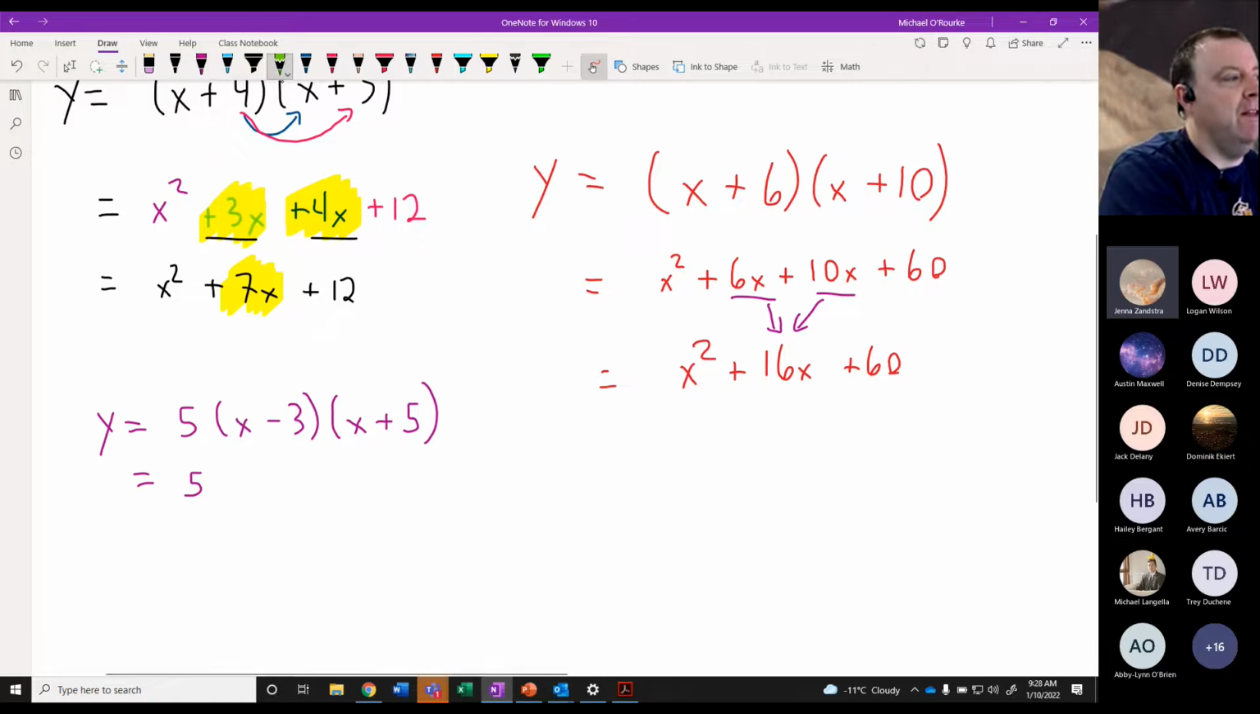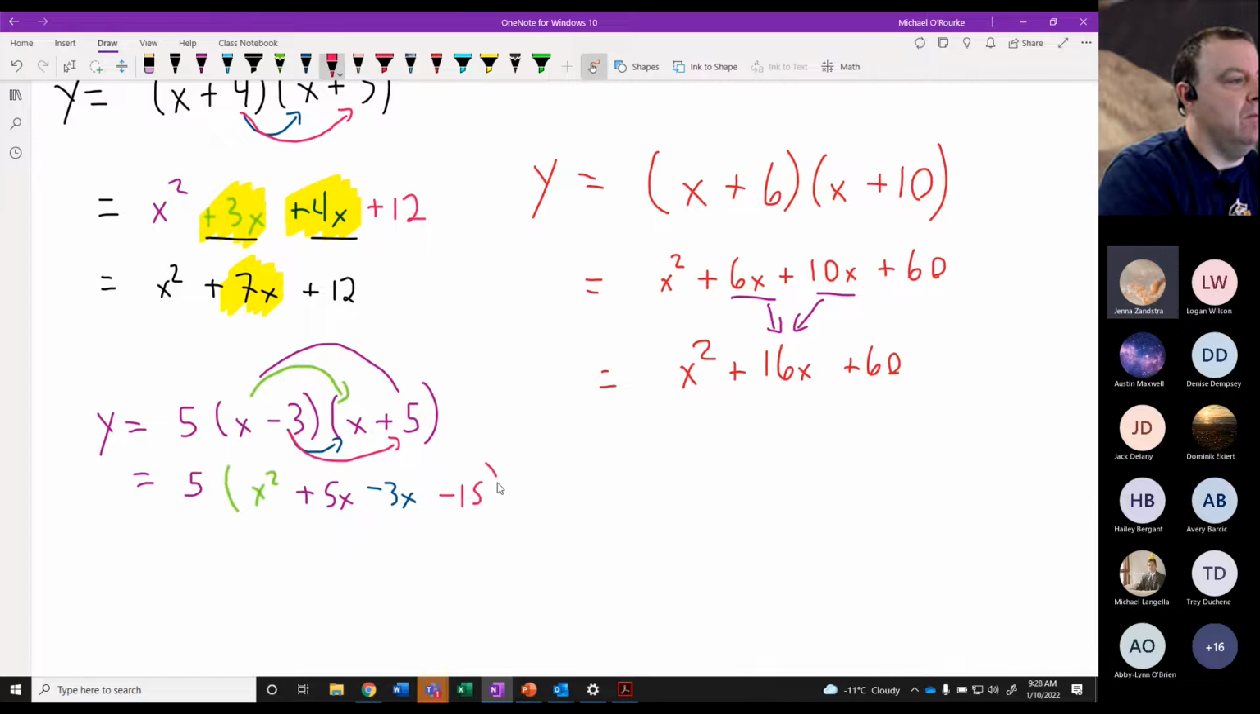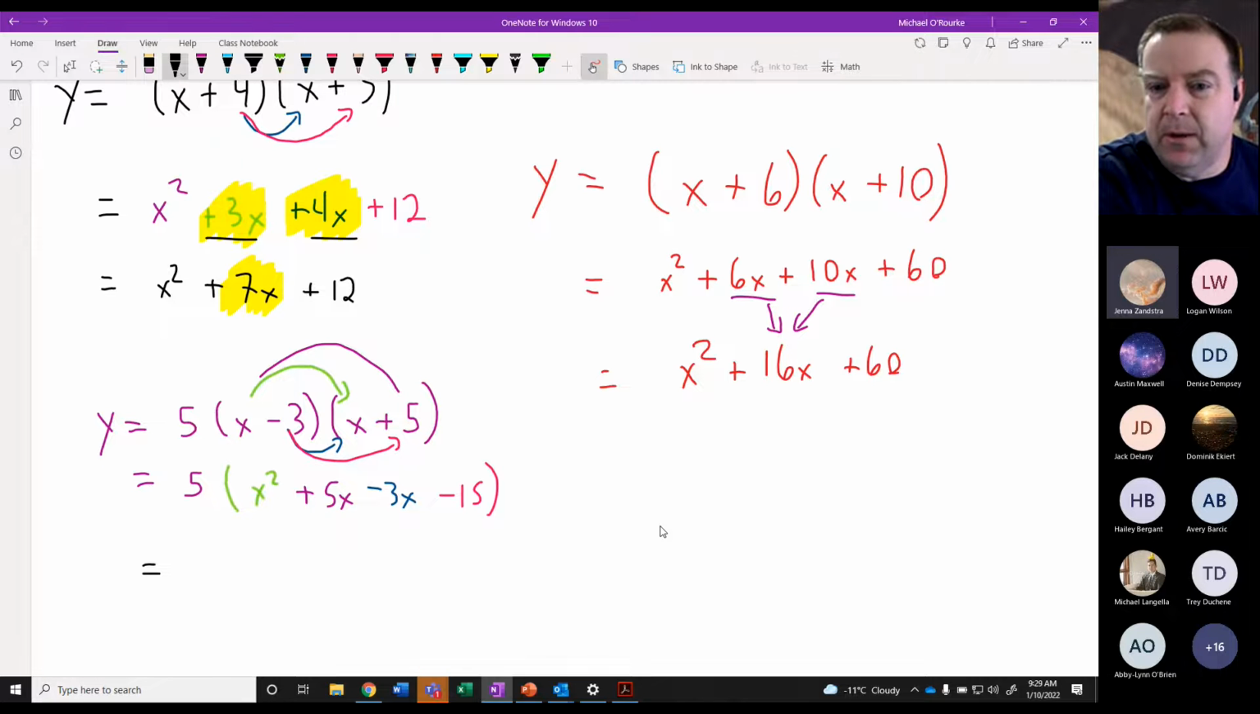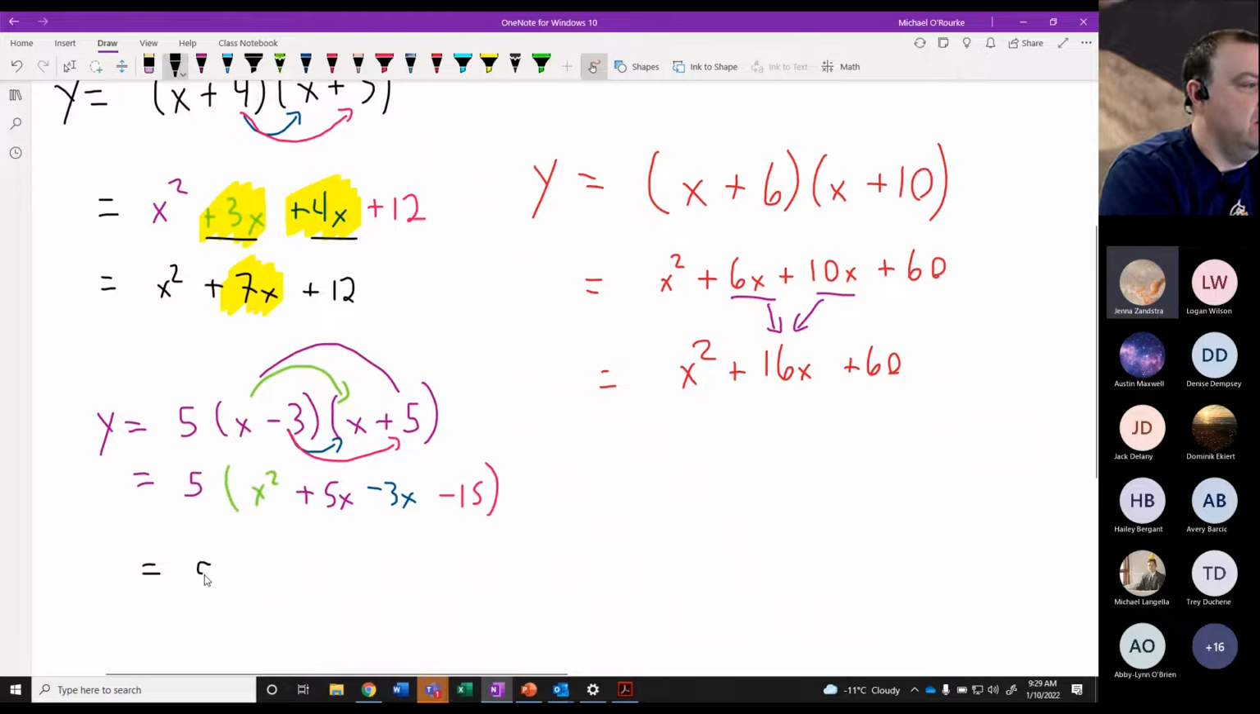Okay? So if I have this, I still do my first, but this is still in brackets here. That'd be x squared plus 5x minus 3x minus 15. Does anyone have any questions? Okay, no problem. Does anyone have any questions of how I got this part here? And I would simplify this to be x squared plus 2x minus 15.